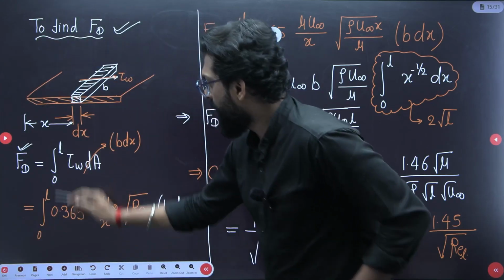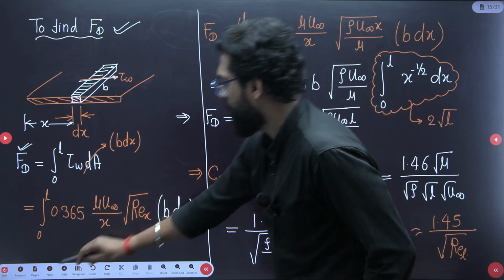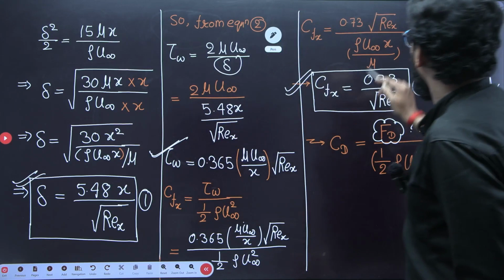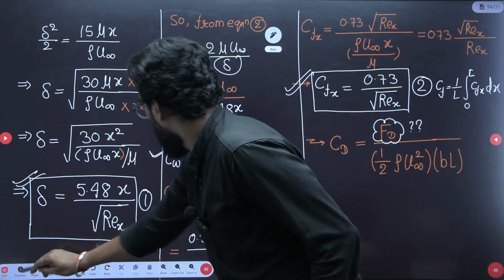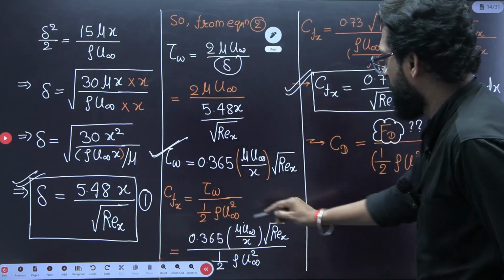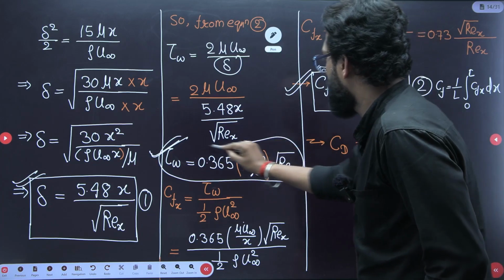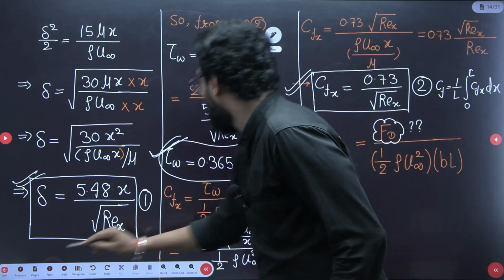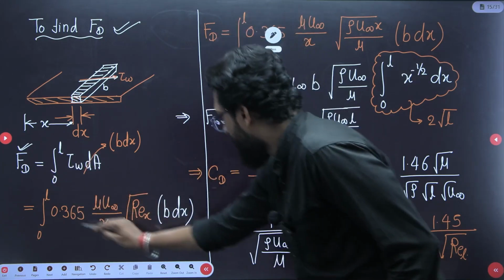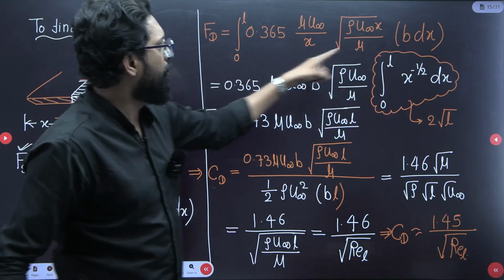Okay, so from here we integrate 0 to L, and put the value of the wall shear stress, which we already got from here. This is your wall shear stress, we already have it. Put this value of wall shear stress back into the drag force equation. And then we have to solve this equation, integral 0 to L of b into dx.